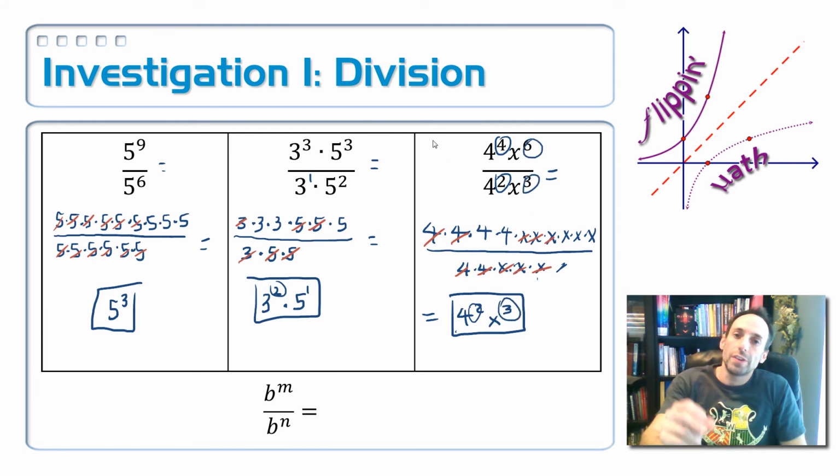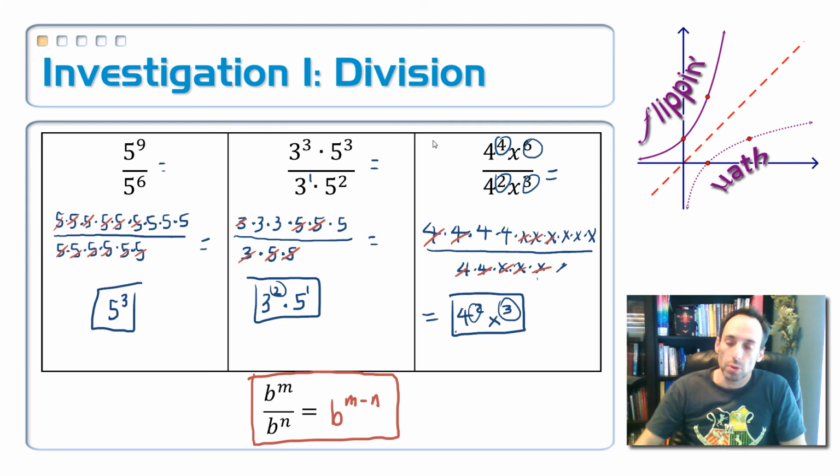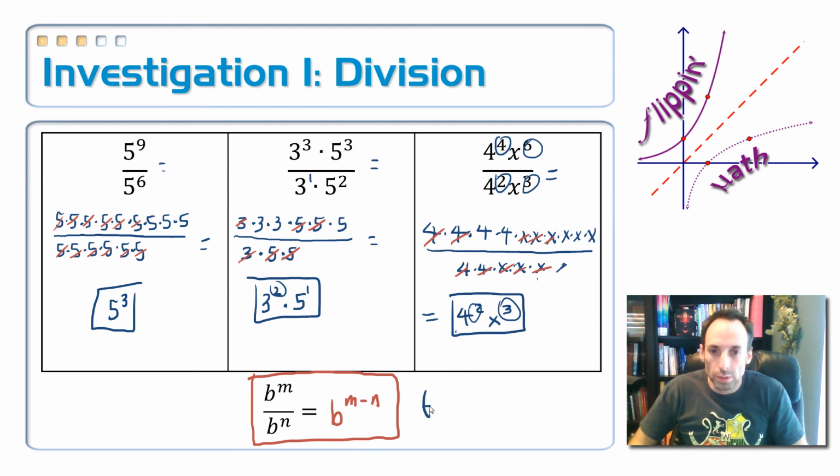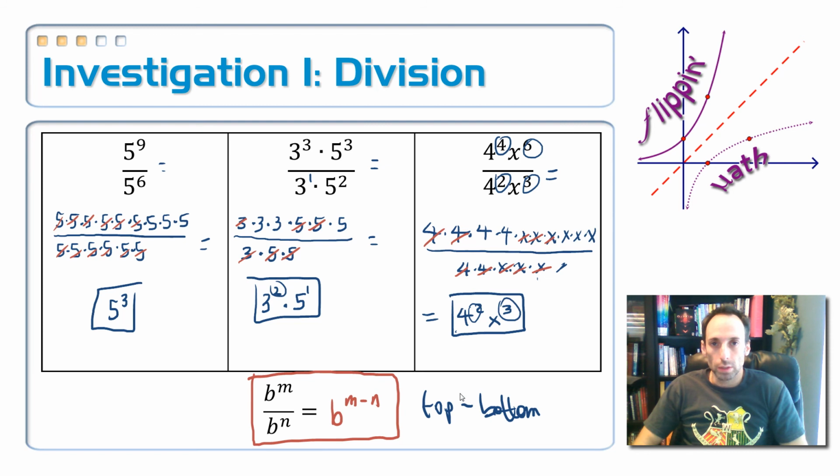So here, whenever you're dividing with like bases, you keep the base the same and you just subtract the exponents. So b to the m divided by b to the n means b to the m minus n. It's always, write this down, top exponent minus bottom exponent, okay? Always top minus bottom.